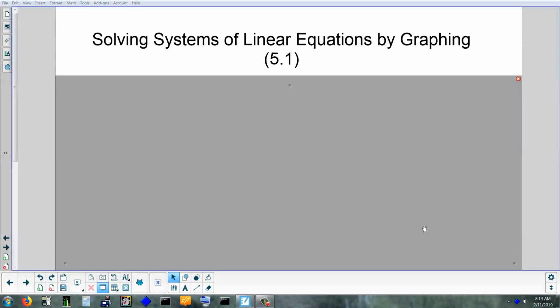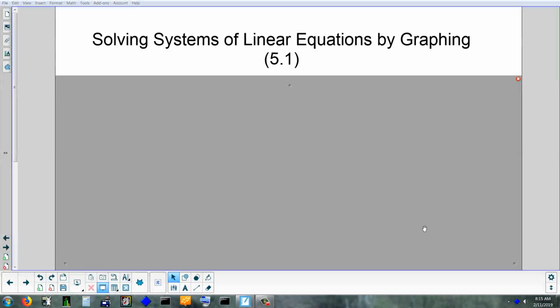So the first section we're going to look at is 5.1. We're going to look at this idea of systems of equations. We're going to spend quite a while on systems. This academic week, probably the next 2 academic weeks, pretty much all of third quarter. We spend a while on this topic.